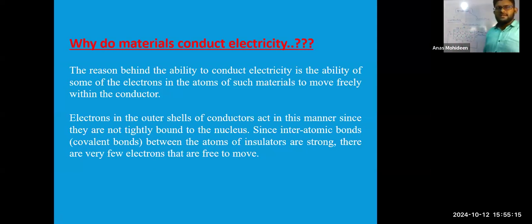And let's write the reason as well. The reason behind the ability to... don't write everything, only the first three lines. The reason behind the ability to conduct electricity is the ability of some of the electrons in the atoms of such materials to move freely within the conductor. They are what we term as the free electrons or delocalized electrons. The word delocalized is very rarely used, but in case it is used, remember that it means the free electrons. Okay. Write those three lines.